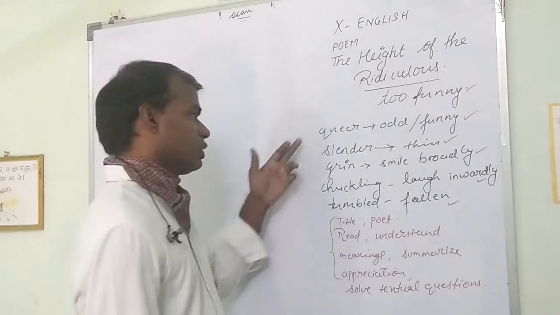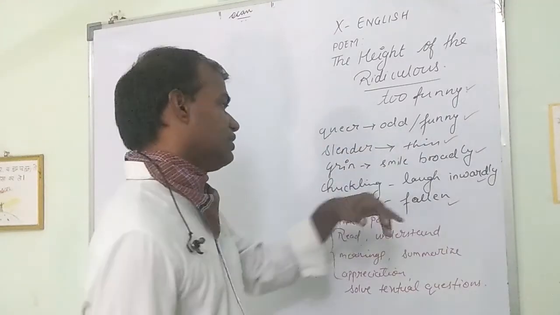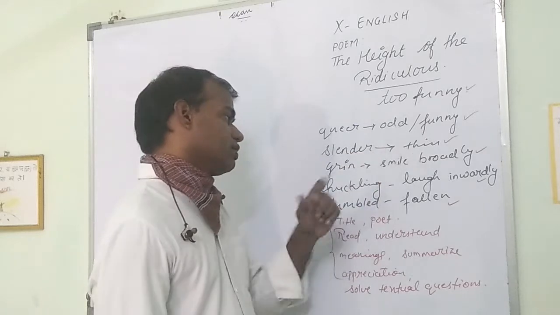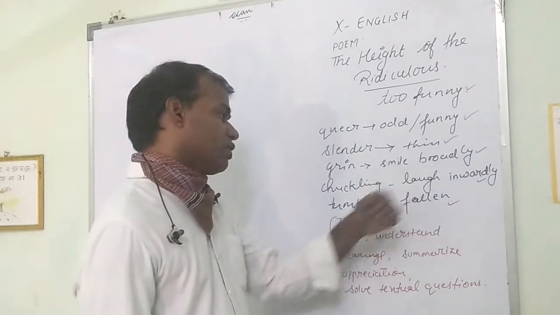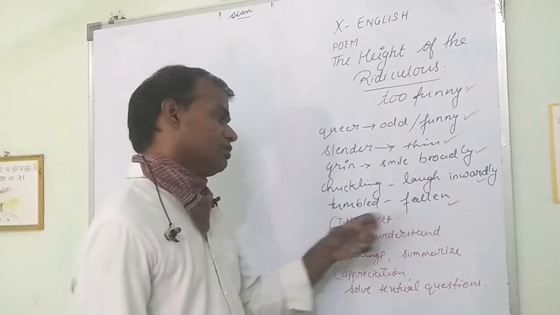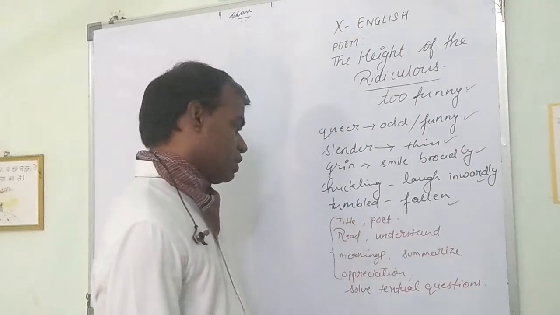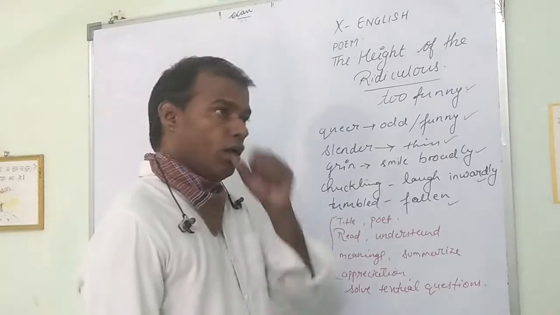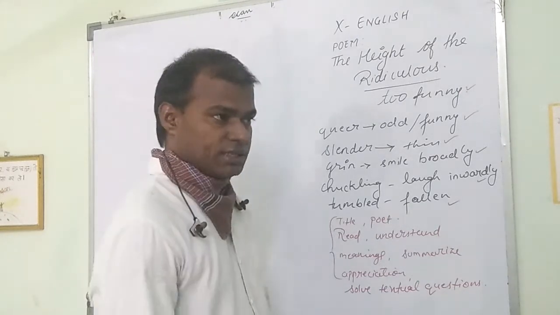So you can see, queer means odd and funny. Slender means thin. Grin means smile broadly. Chuckling means laugh inwardly. Tumble means fallen.